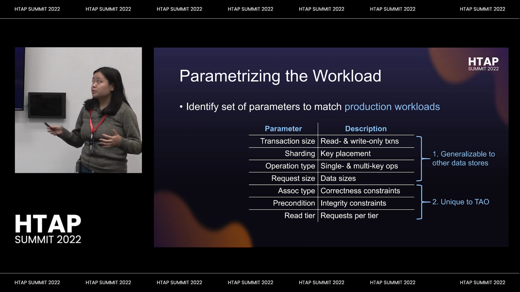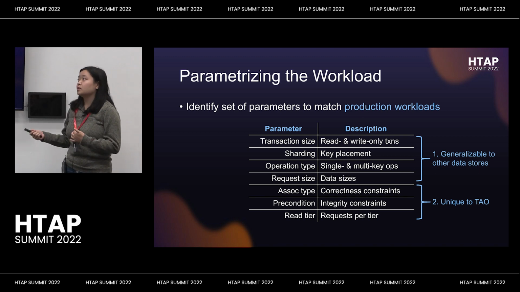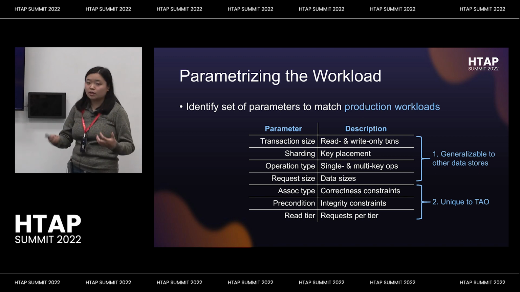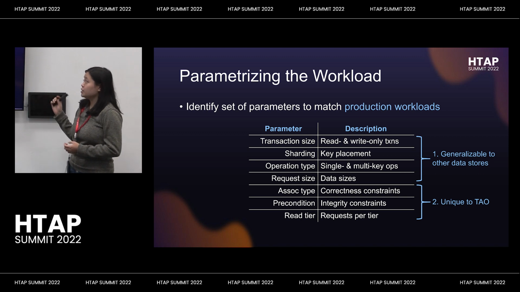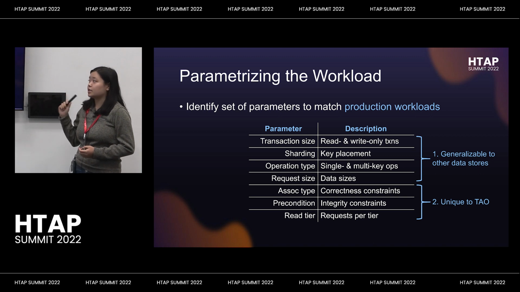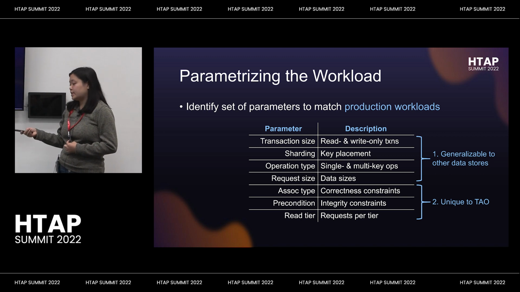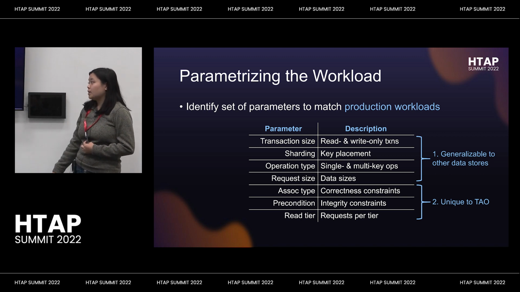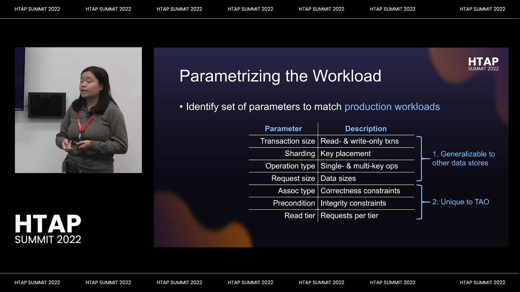And how we capture the workload is with a small set of parameters that we experimentally validate. We show that the workloads we generate are representative of production. The parameters are here, and you can break them into two categories. The first are directly generalizable to other data stores, things like transaction size, what key is on what shard, the operation type, and request sizes. And the second group captures properties that are expressed uniquely in TAO, but also apply to other systems.